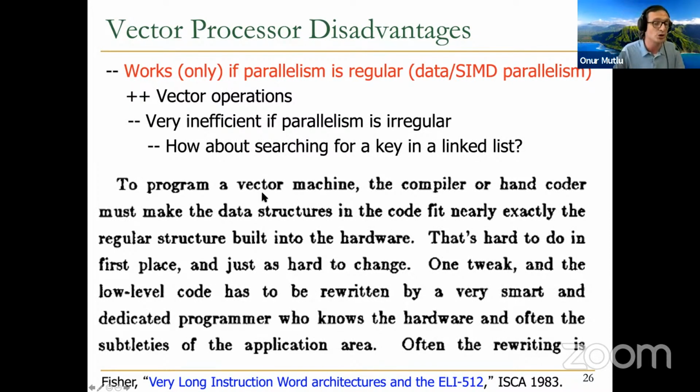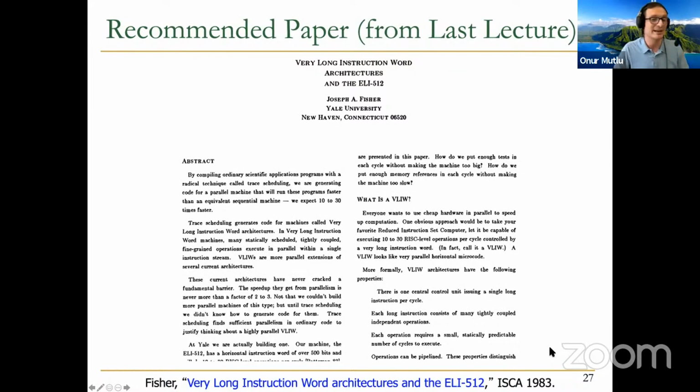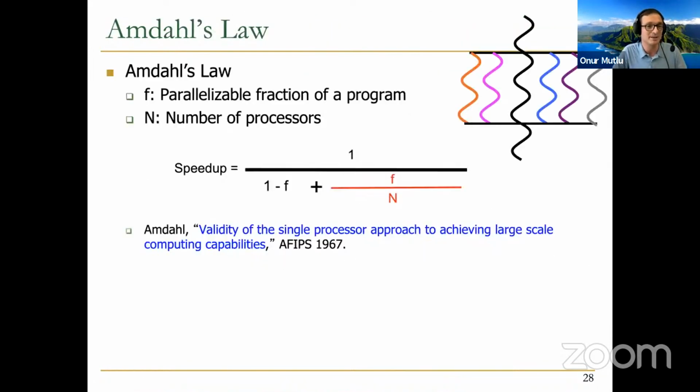So that's going to be very important, as we will see multiple times in this lecture. We're going to quote some examples, and if you have bank conflicts, for example, it's not going to work very well. Often the rewriting is hard, etc., as he says later. And again, this is the recommended paper. This is directly from your recommended paper from last time.